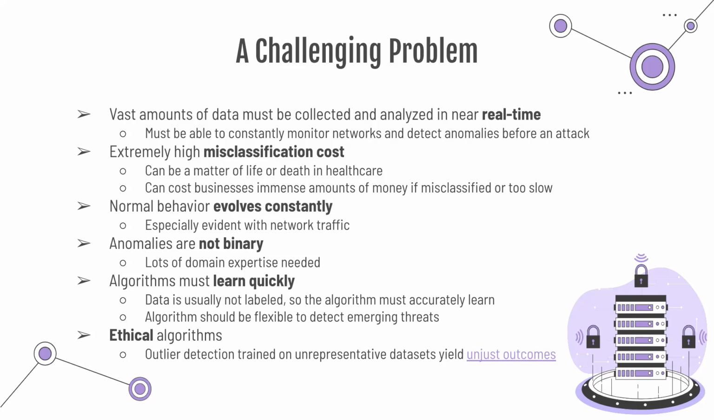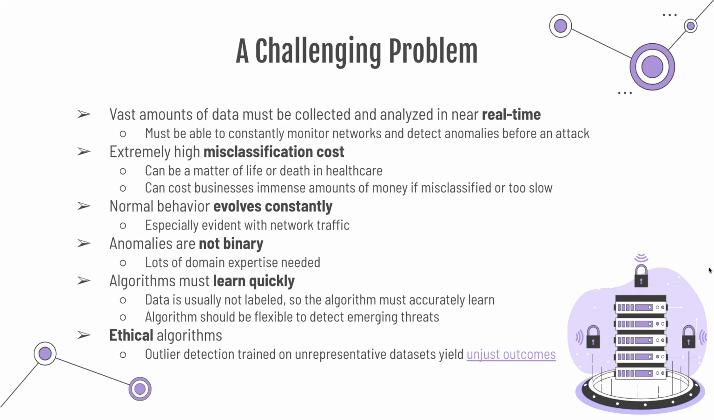And moreover, anomalies are not binary, and there's a lot of gray area in between. And this requires a lot of domain expertise in the area that you're using anomaly detection, so you can determine what points are more likely to be anomalous and what points are not. And since threats always emerge and they change, your algorithms must be flexible and learn extremely quickly. And since data in the real world is not usually clearly labeled, the algorithm must learn from itself and be able to adapt to new points. And it should be able to address new threats so that you can intervene in time.